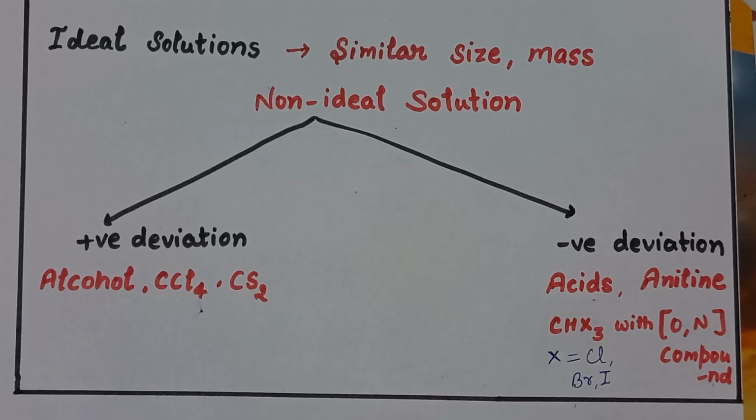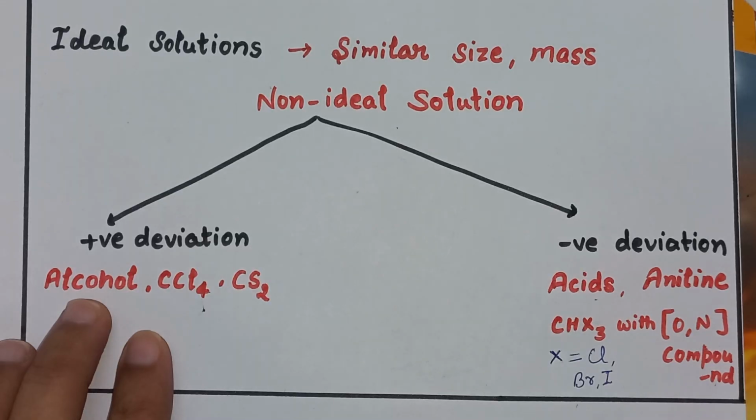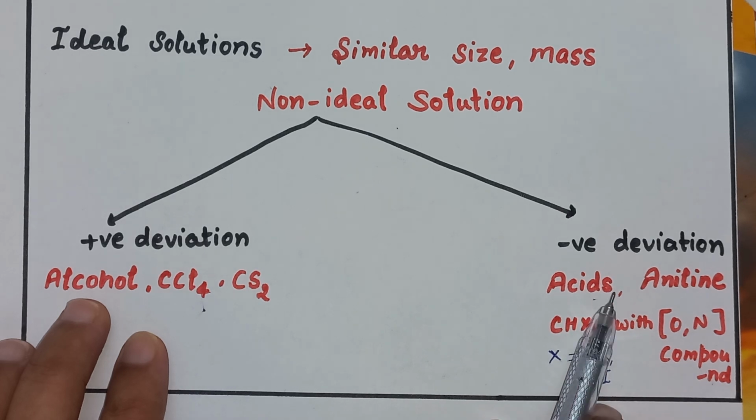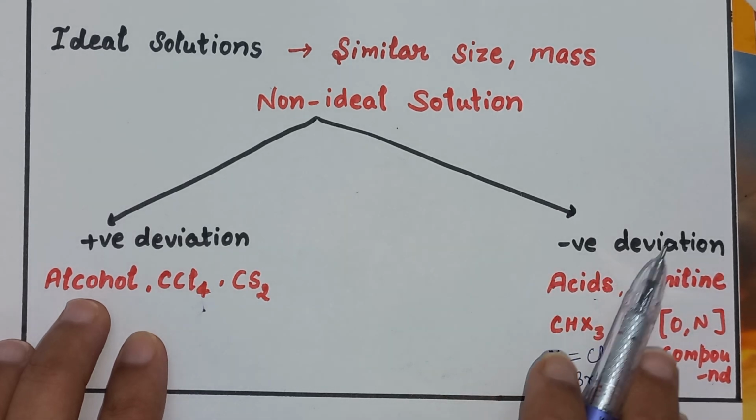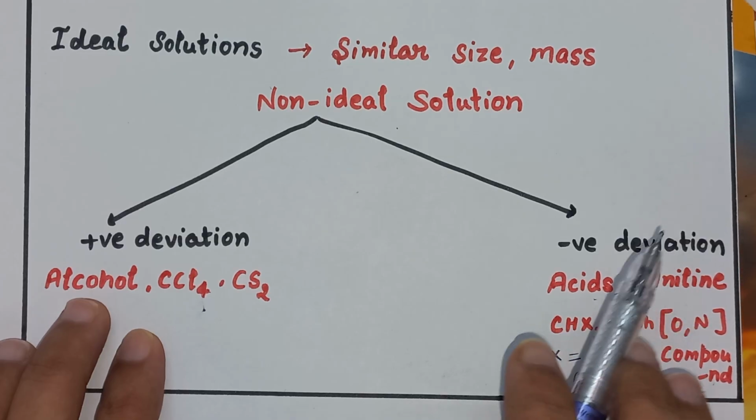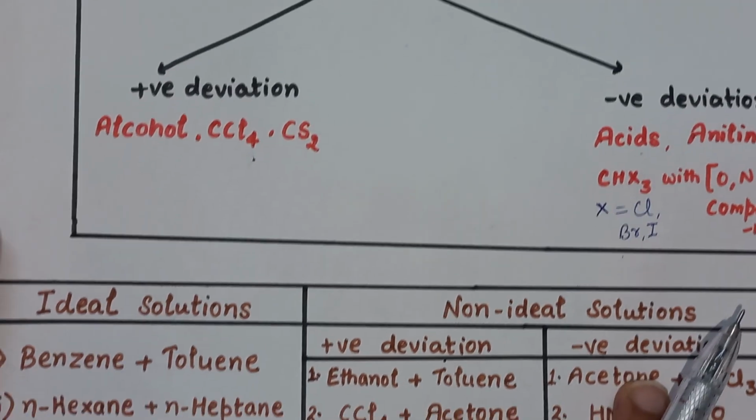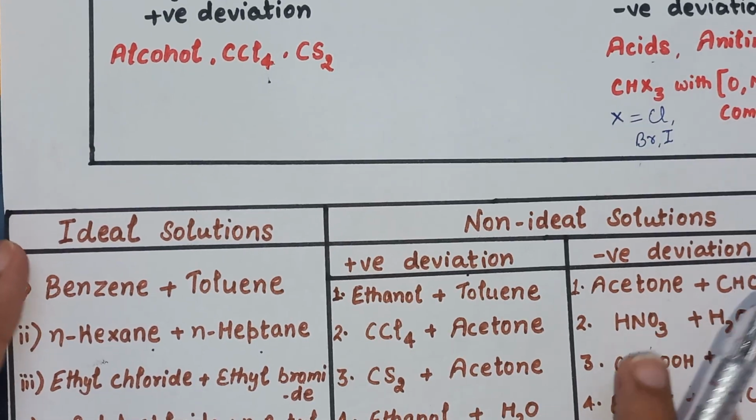So basically, what this means is that if we have a solution in which one of the components is an alcohol, it is an example of positive deviation. If one of the components is an acid, it is an example of negative deviation. If one of the components is aniline, again it is an example of negative deviation. So now we will discuss the examples.